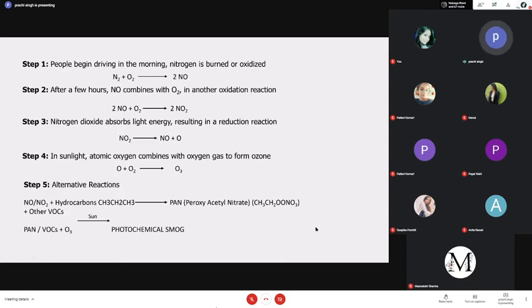Is there any problem in understanding this reaction? Should I repeat it once more or it's clear to you? Anyone has any question? No, ma'am, it's Okay, fine. Good, Anita. Okay, anyone else?